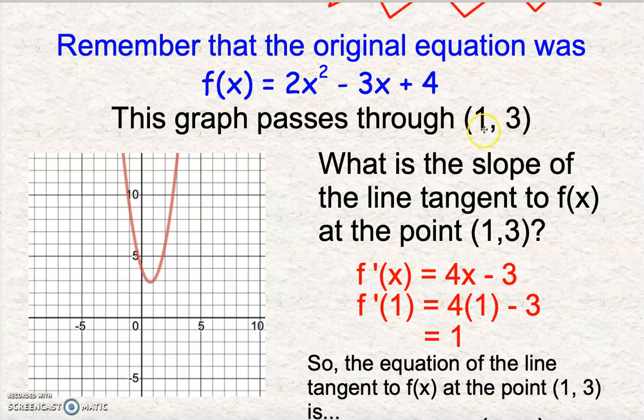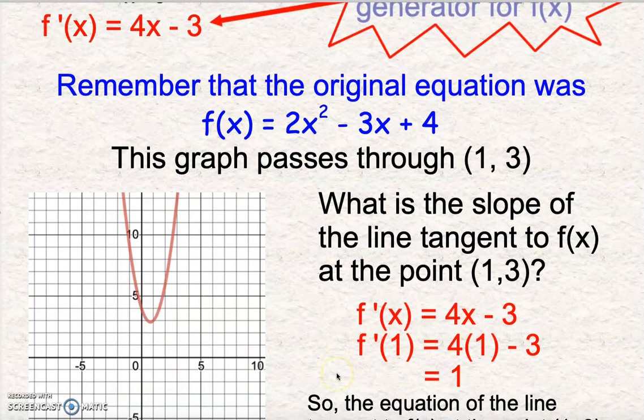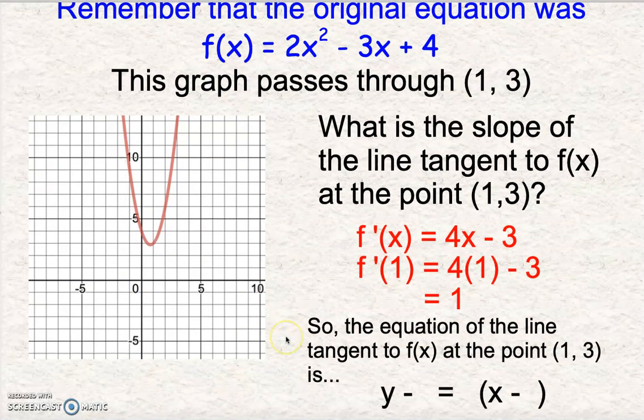And so I added on to the problem and I said, look, we know this graph passes through (1, 3), and I just picked a point at random. I picked an x value, plugged it in, found the y value. And I could use this slope generator right here to find the slope of the line at that point. By plugging in the x value of 1, it told me that the slope of a line tangent to this curve at the point (1, 3) was going to be 1.